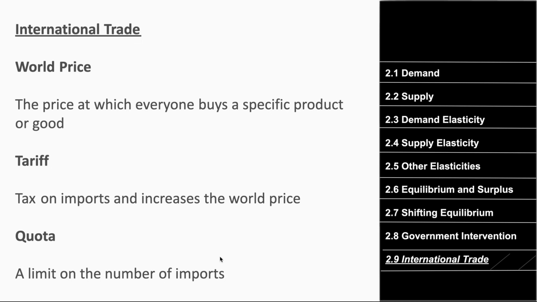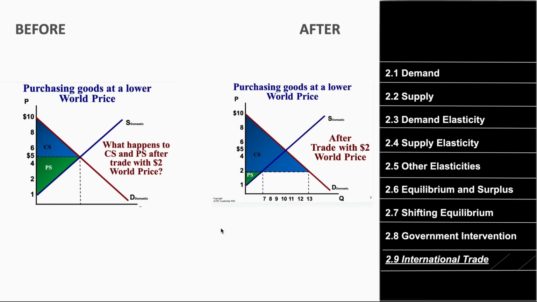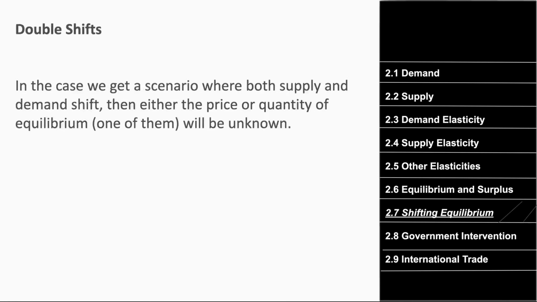A quota is a limit on the number of imports. So let's say I have a quota of 1,000. That means we can only import 1,000 of that product. And that's everything for Unit 2. It's a little confusing, so I would recommend you go through all of the questions in the description.